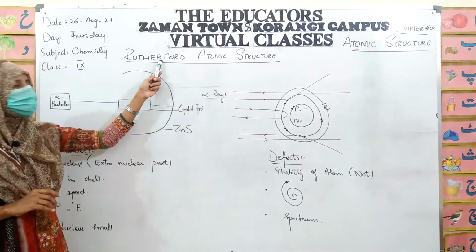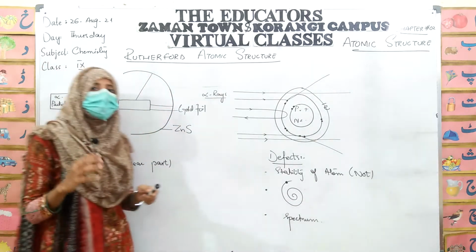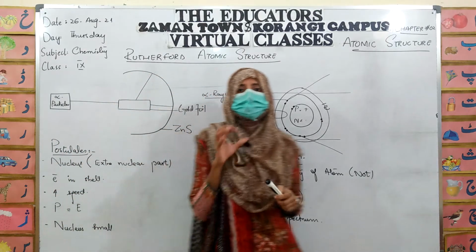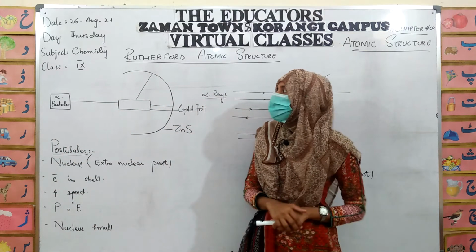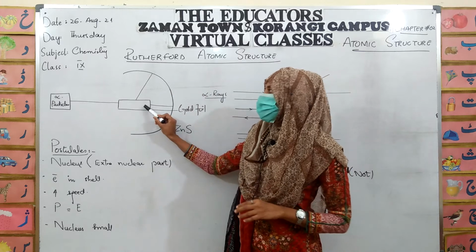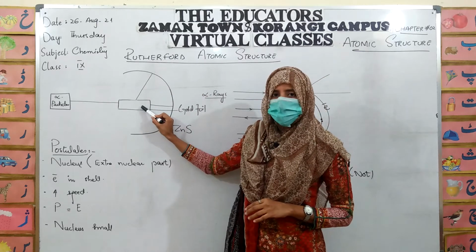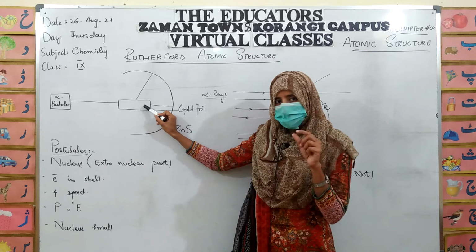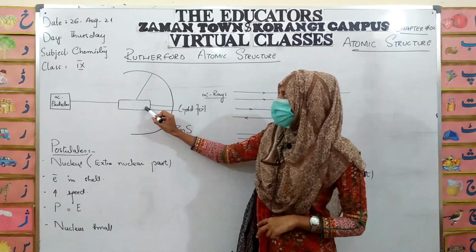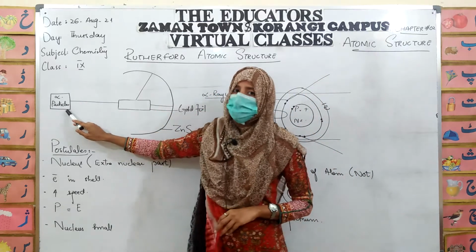So firstly we will discuss Rutherford. He tried to give the atomic structure by his experiment. So what was his experiment? In his experiment, he took the thin gold foil. Right? It was the gold foil which is thin. And from the thin gold foil, he passed some alpha particles.